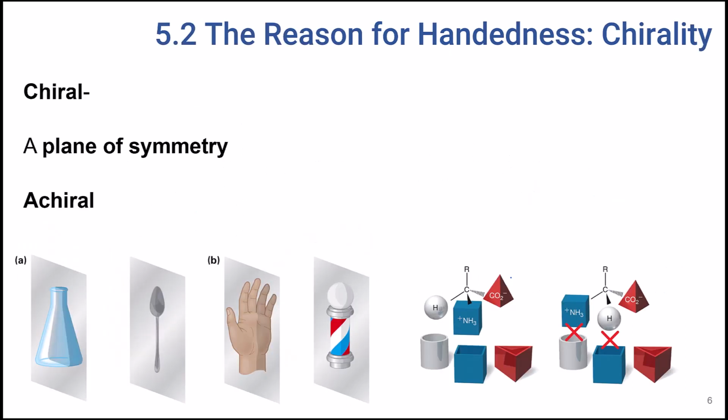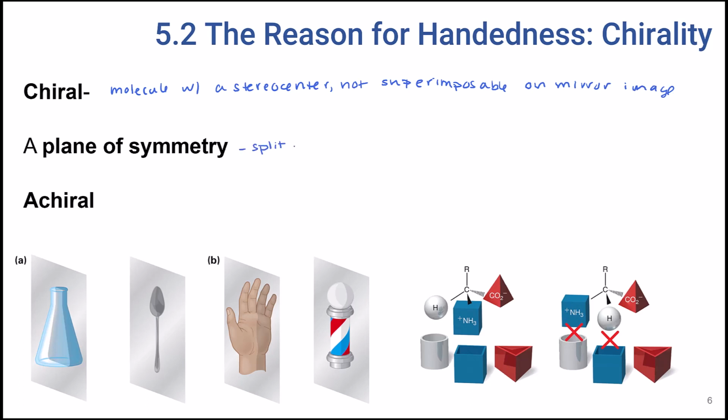So a chiral molecule is one that has handedness, or a stereocenter, and it's not superimposable. A plane of symmetry in a molecule is going to split the entire molecule into two pieces that are exact mirror images. Not all molecules will have a plane of symmetry.